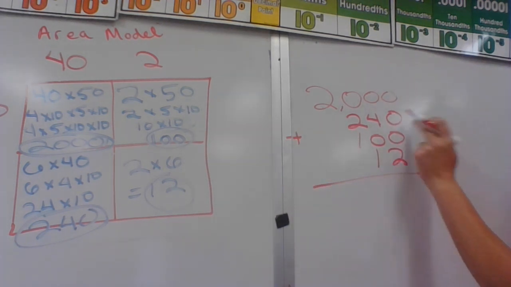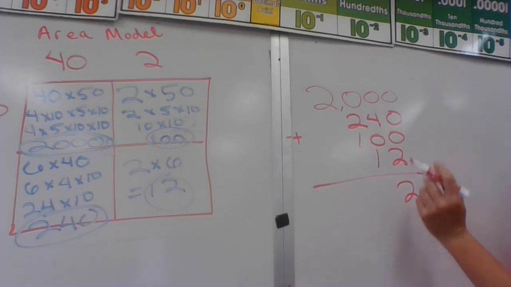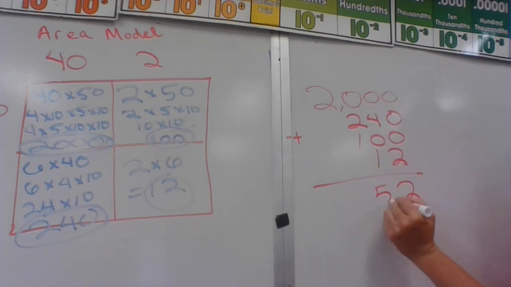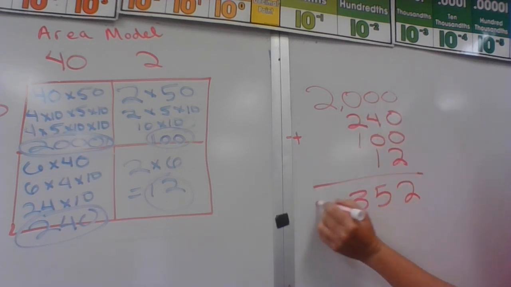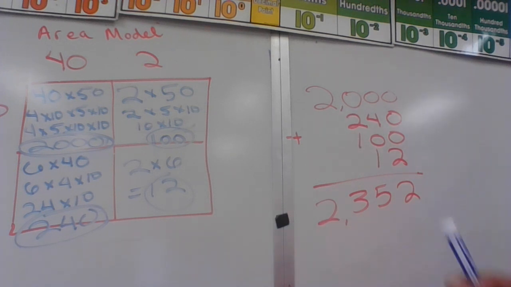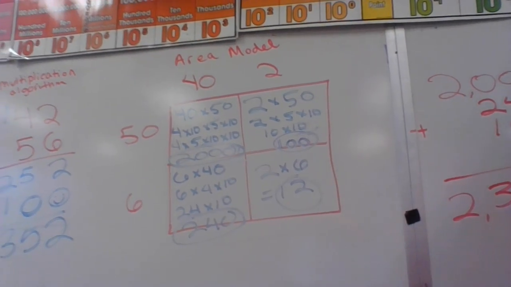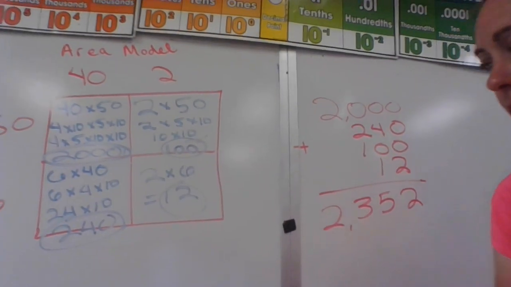All right, 0 plus 0 plus 0 plus 2 is 2. 4 plus 1 is 5. 2 plus 1 is 3, and 2. 2,352. Ooh, and that was what we got over here on our first part. So we did it correctly.